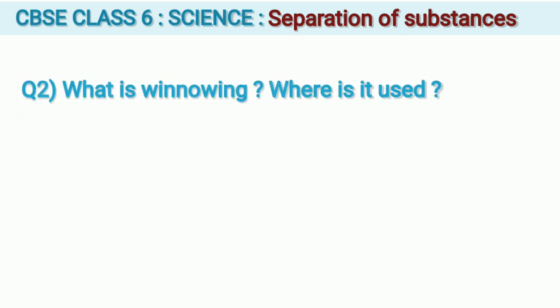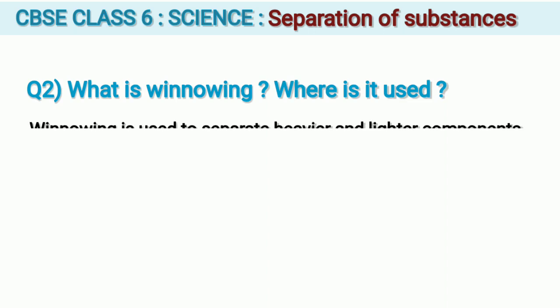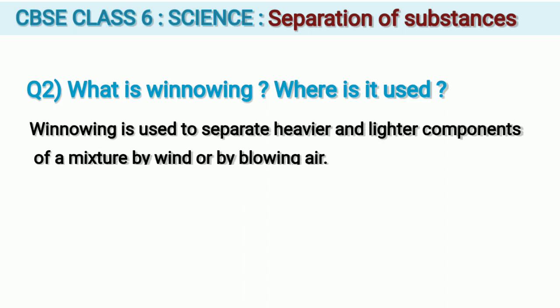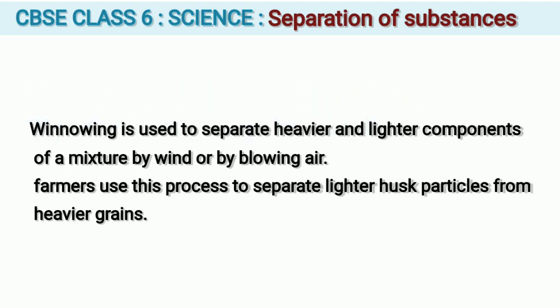Second question is, what is winnowing? Where is it used? Winnowing is used to separate heavier and lighter components of a mixture by wind or by blowing air. Farmers use this process to separate lighter husk particles from heavier grains.